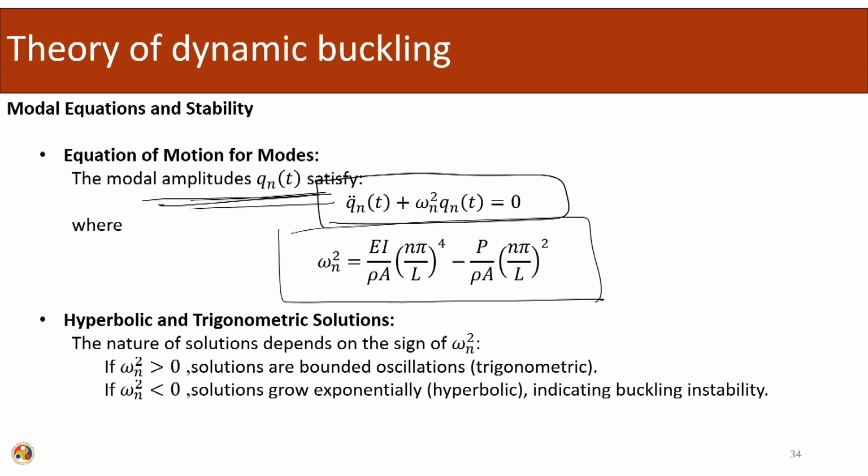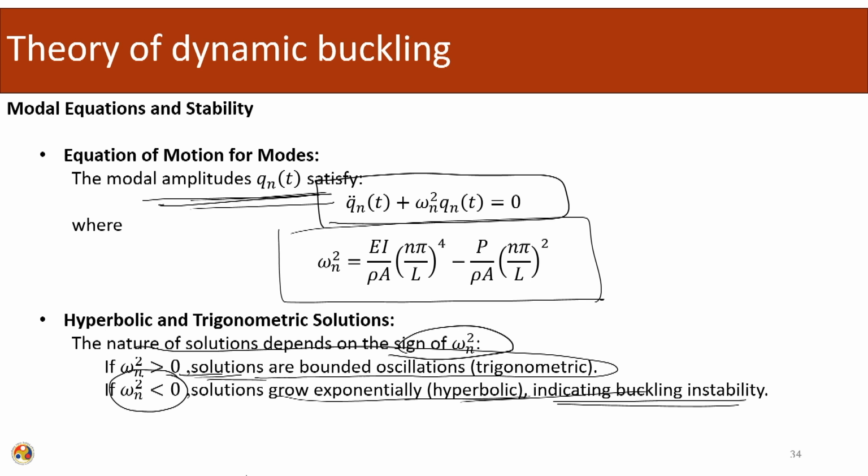The nature of the solution will depend upon the sign of omega n squared. If omega n squared is greater than 0, the solutions are bounded oscillations. If omega n squared is less than 0, the solution will grow exponentially, indicating buckling instability. Otherwise, the system will be oscillating.